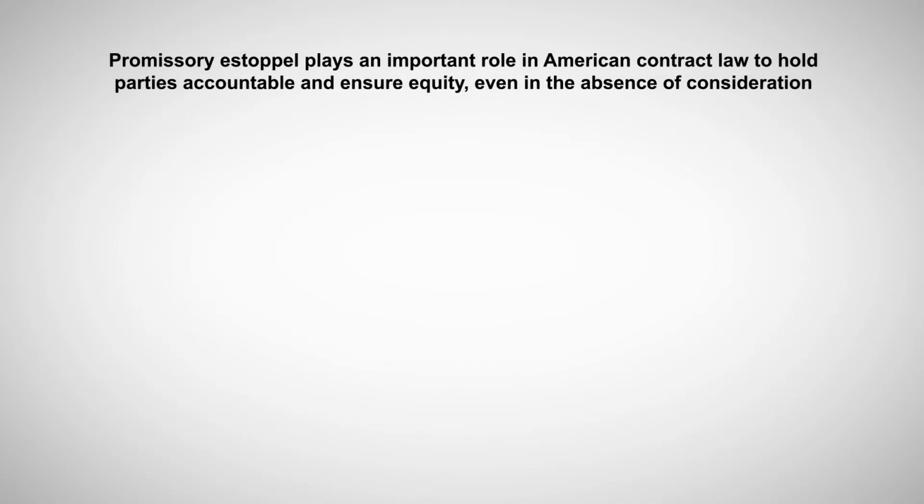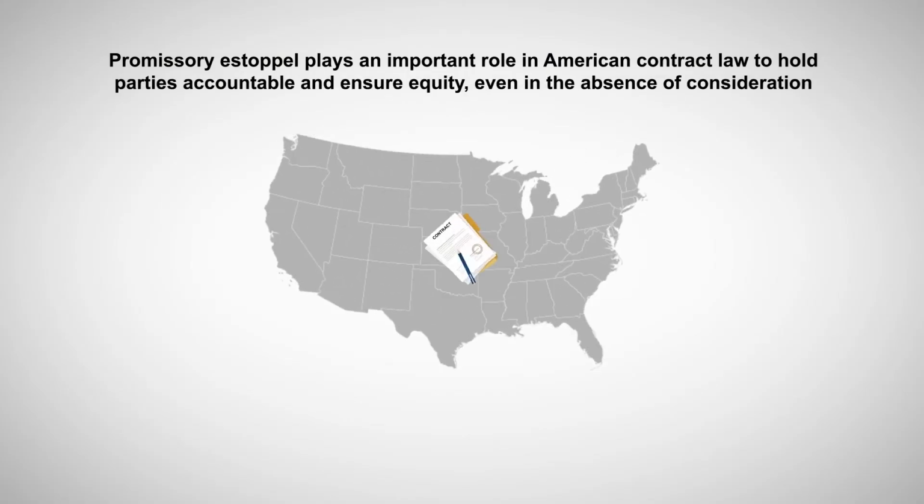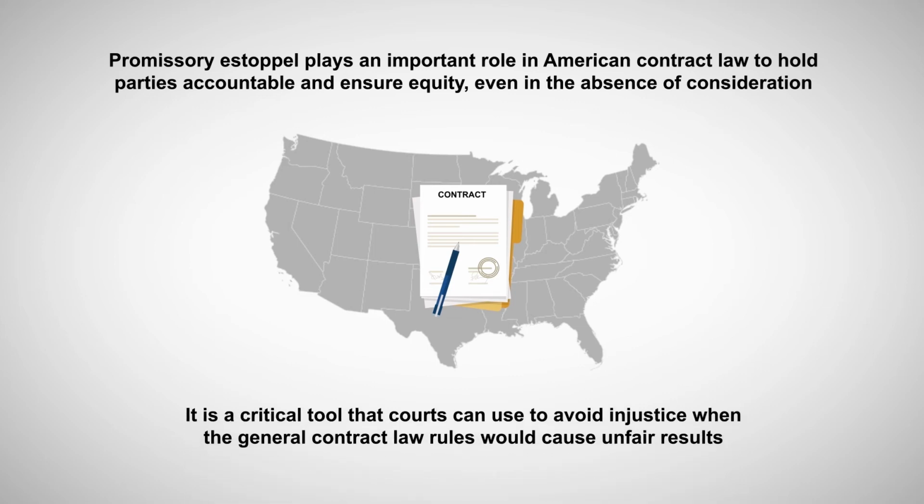Promissory estoppel plays an important role in American contract law to hold parties accountable and ensure equity, even in the absence of consideration. It is a critical tool that courts can use to avoid injustice when general contract law rules would cause unfair results.